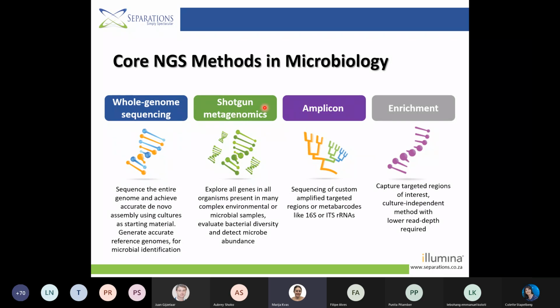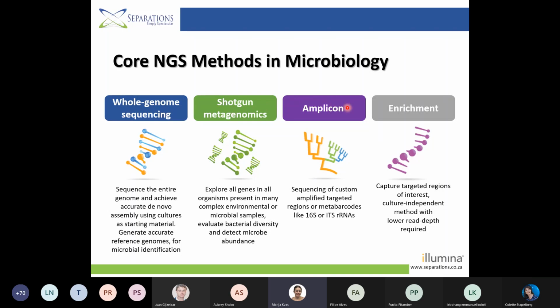Then we have a shotgun metagenomics approach, which is basically whole genome sequencing, but of environmental samples, right? We are dealing with, let's say, wastewater, soil, gut microbiome. So we have a mixed population of different organisms in that sample, right? And we are sequencing everything that is in that specific sample and all the genes. So we're doing a whole genome of that specific set of microbes that is in that sample, right?